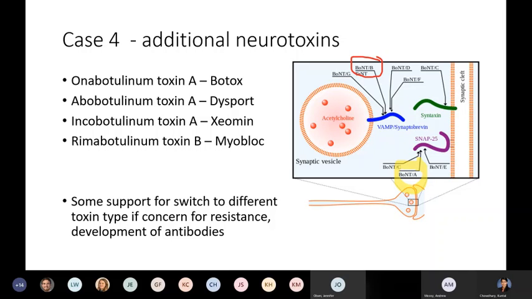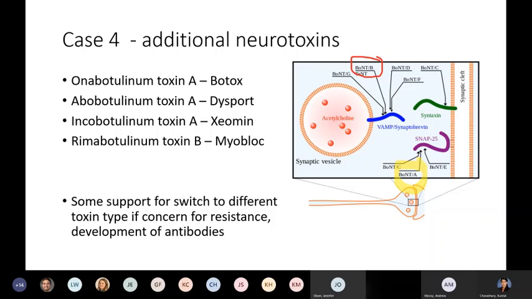There is some support for switching to a different toxin type if there's a concern for resistance. There are reports of patients who develop antibodies to a specific toxin type and no longer respond. As such, switching toxin types, especially a switch from an A to a B toxin, may solve that issue. In this patient, I don't know that I'm convinced, given the global nature of her spasticity, that we would get a lot of mileage from switching to a different toxin type.